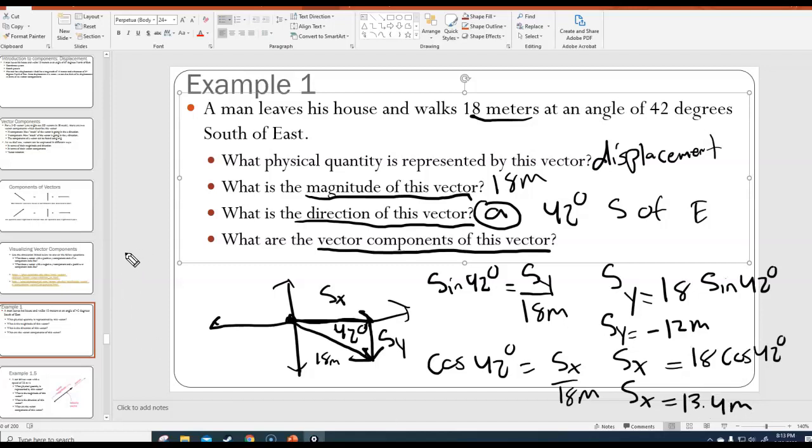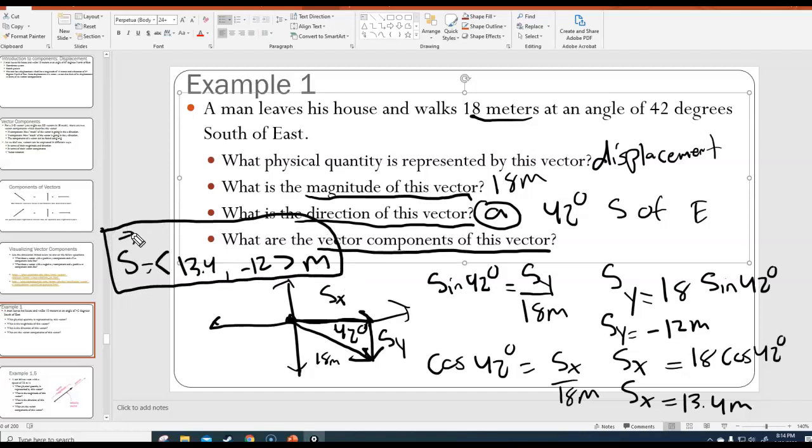And so I would write this vector in vector notation. I would do my triangle brackets, and I would do 13.4 comma negative 12. Now I'll put the unit on the outside. So here are my vector components for example 1. So pause there if you need to look at that some more.